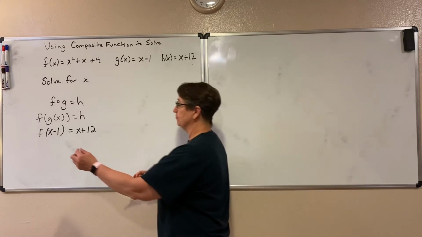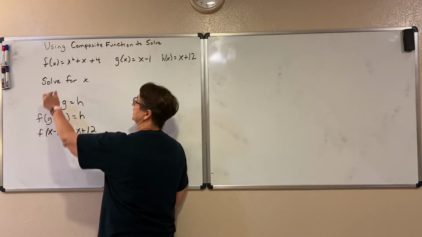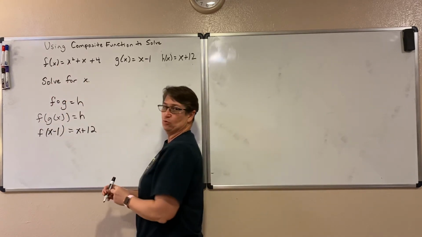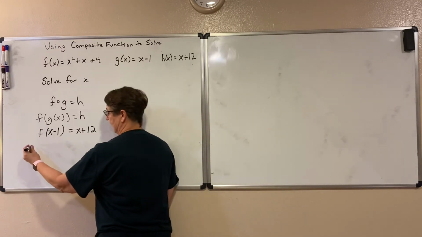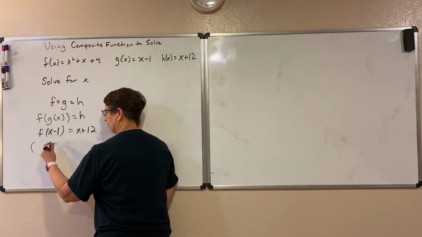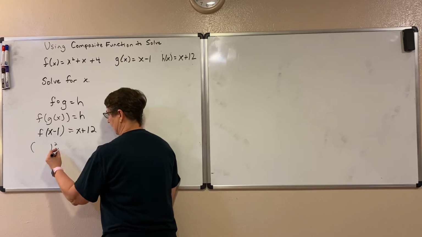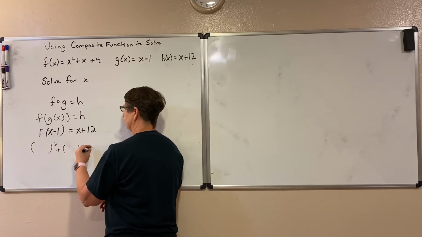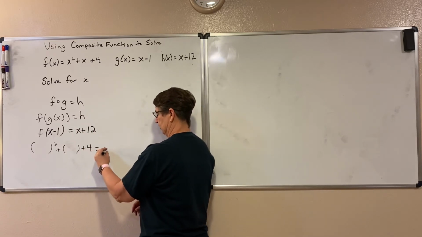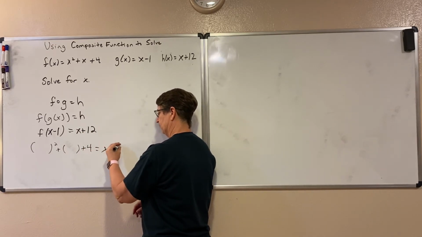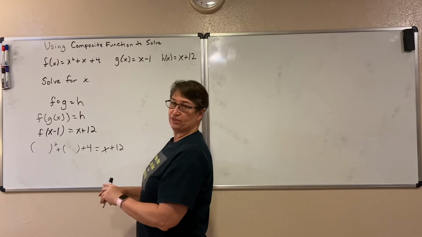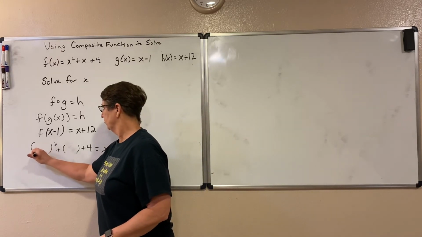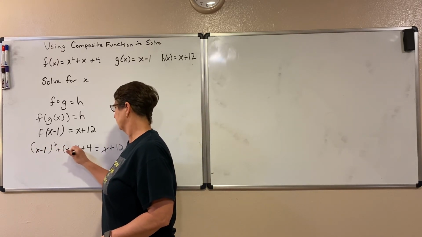Now this is my input into my f equation. So everywhere I see an x there, instead of writing x, I'm going to write, just for now, parentheses, and I'm going to fill in, and that's equal to this x plus 12. I'm just going to fill in with that x minus 1. So x minus 1, x minus 1.